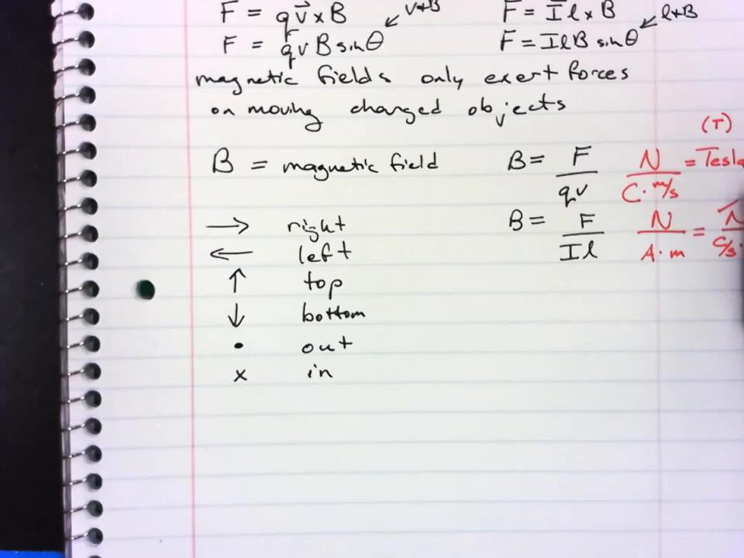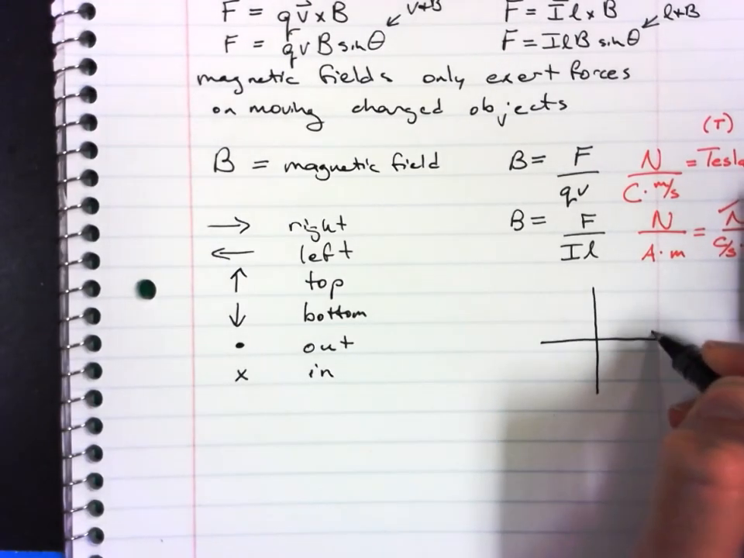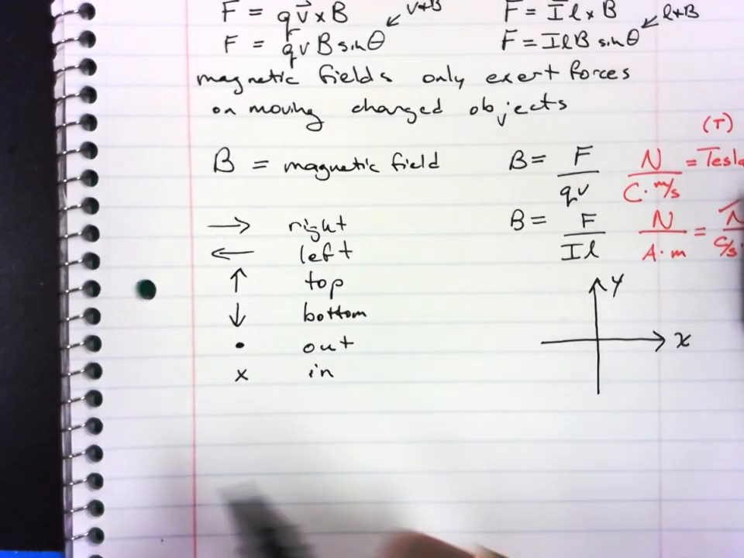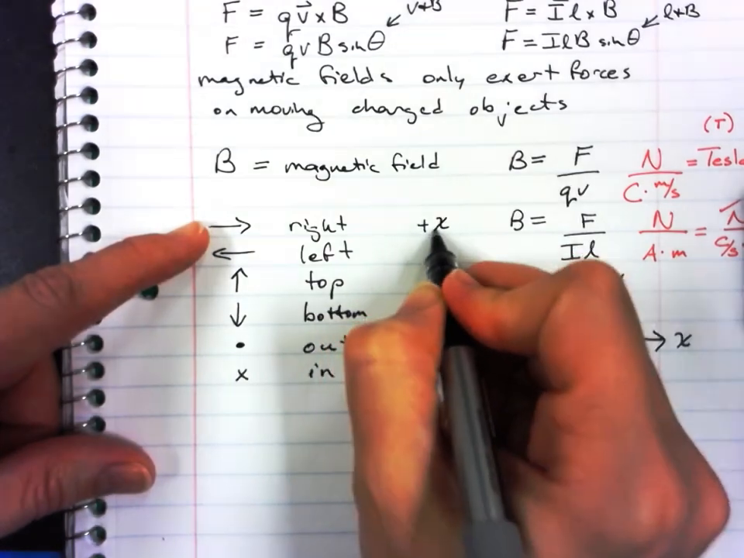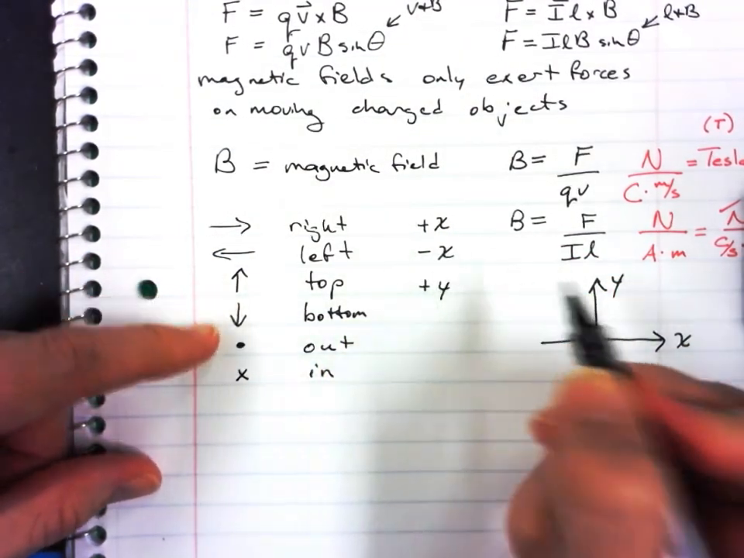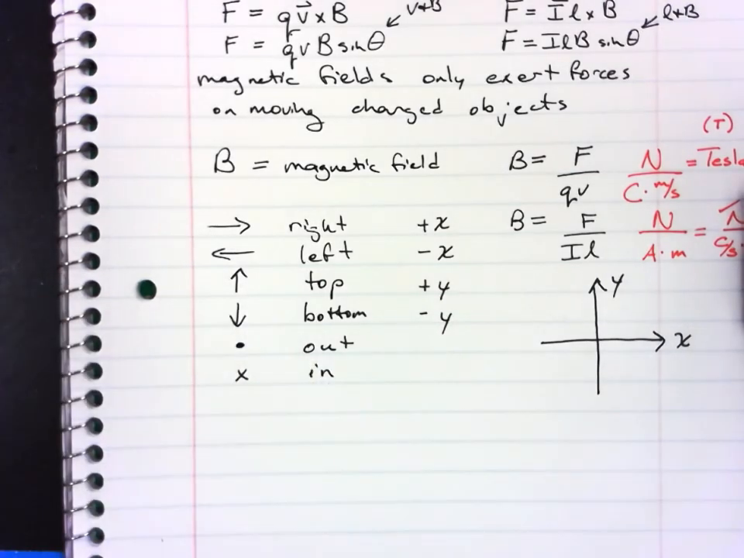Now sometimes you're going to have drawings with arrows. Other times you're going to use the coordinate system. You know that on a coordinate plane, this is positive x and this is positive y. So to the right is positive x, to the left is negative x. Top is positive y, bottom is negative y. So then we just need to deal with out and in.